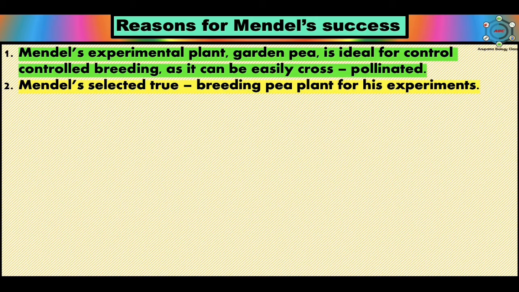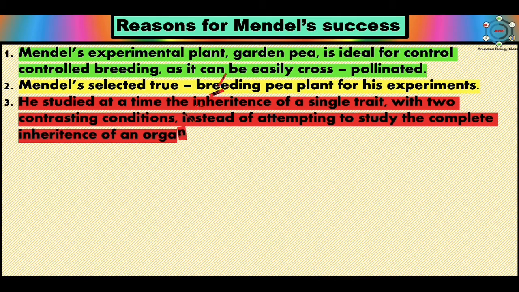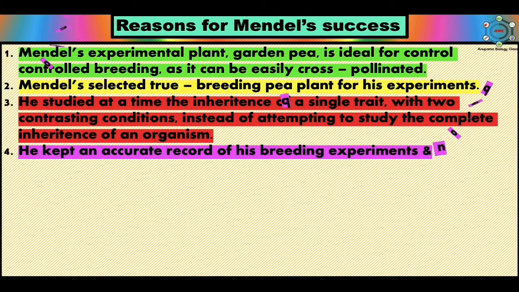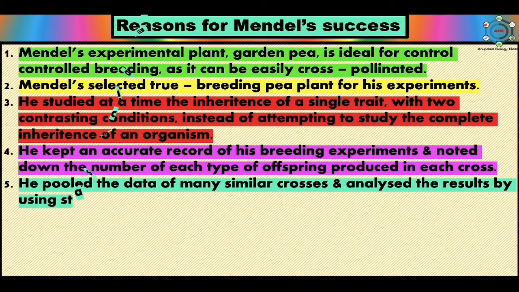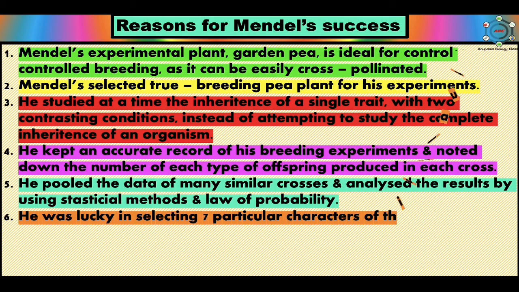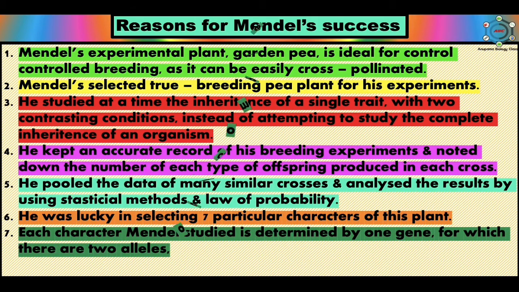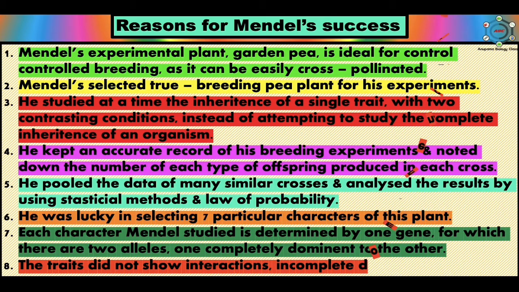Mendel selected true breeding pea plants for his experiments. He studied at a time the inheritance of a single trait with two contrasting conditions instead of attempting to study the complete inheritance of an organism. He kept an accurate record of his breeding experiments and noted down the number of each type of offspring produced in each cross. He pooled the data of many similar crosses and analyzed the results by using statistical methods and the law of probability. He was lucky in selecting 7 particular characters of this plant. Each character Mendel studied is determined by one gene, for which there are two alleles, one completely dominant to the other. And the last is that the traits did not show interactions, incomplete dominance, linkage, etc.